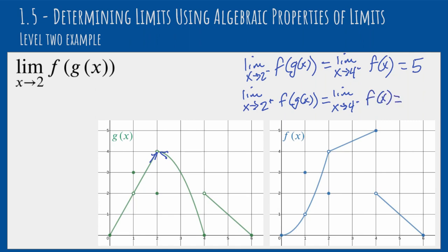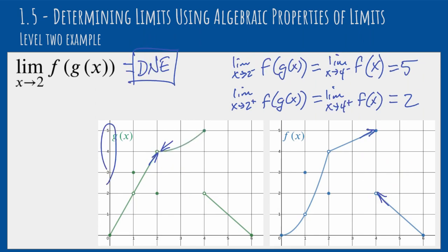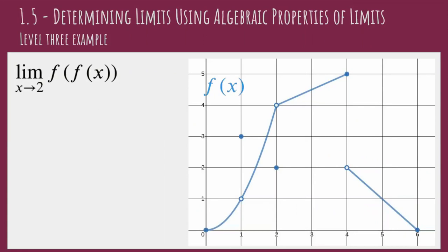So we're approaching 4 from the left on f of x, which is also 5. So this time those two limits do match up. And so what ends up happening is we get a value for this limit. We get a value of 5. So just because f wasn't continuous at x equals 4, that doesn't mean that we're going to get a limit that does not exist. A couple more examples I want to look at.